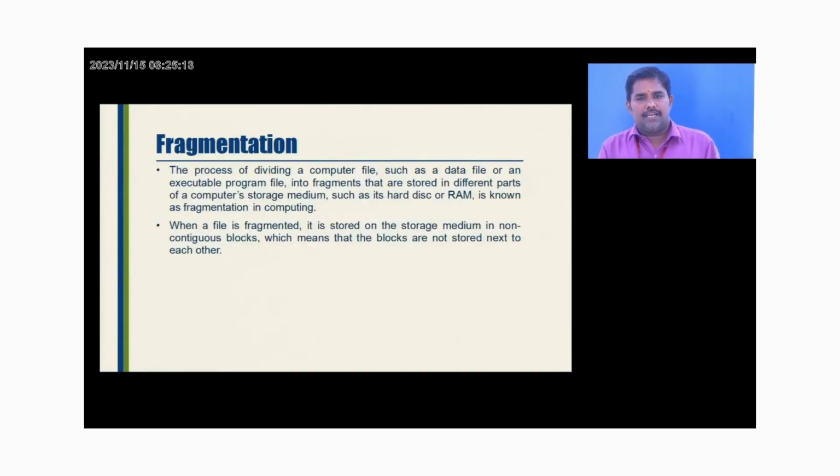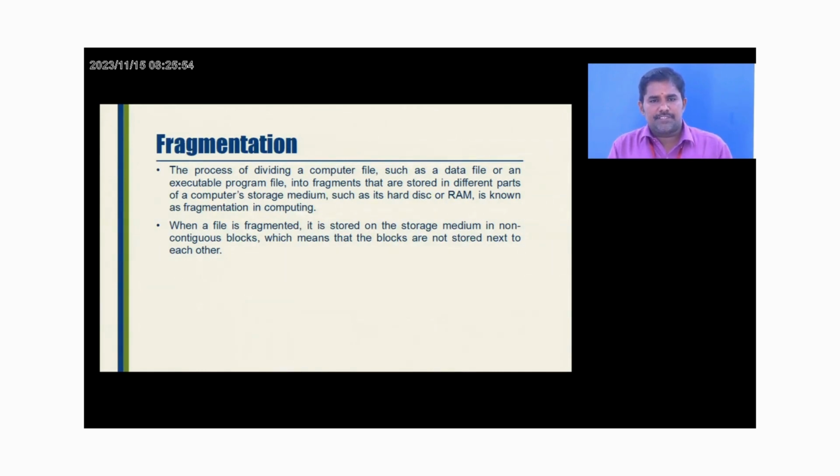Another relevant topic is fragmentation. The process of dividing a computer file, such as a data file or an executable program file, into fragments that are stored in different parts of a computer storage medium, such as the hard disk or RAM, is known as fragmentation in computing. When we say a file is fragmented, it is stored on the storage medium in non-contiguous blocks, which means that the blocks are not stored next to each other. So it is not stored in a continuous manner; wherever there is free space, it will be placed there.